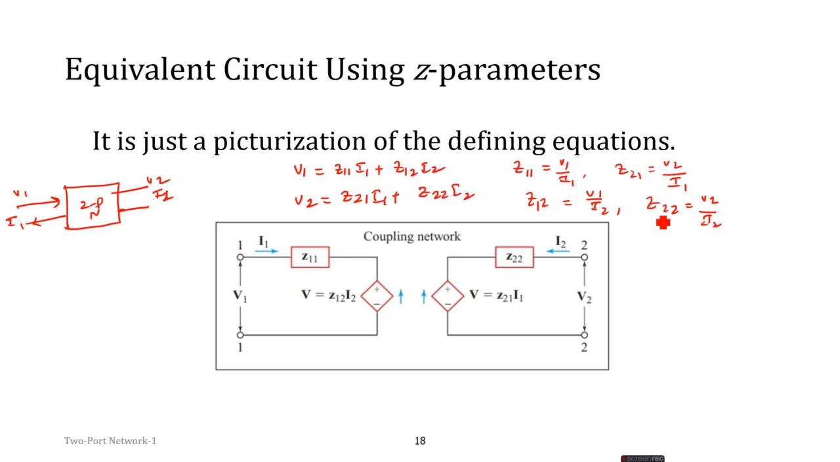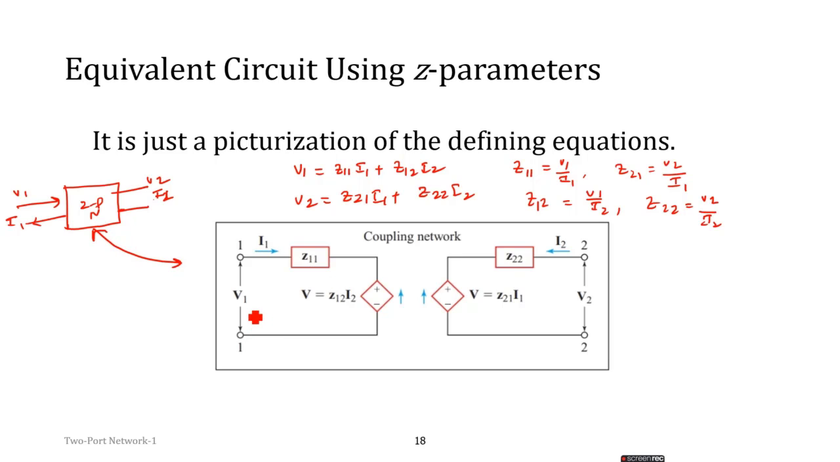No need to remember all these equations. To get the value of Z11, substitute I2 equals 0. So if this is 0, Z11 equals V1 by I1. No need to remember; from these equations, these formulas can be written. So this is the equivalent circuit for this two-port network.